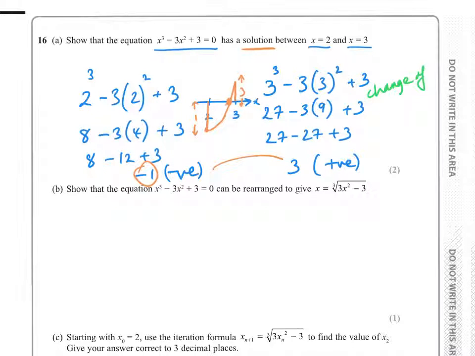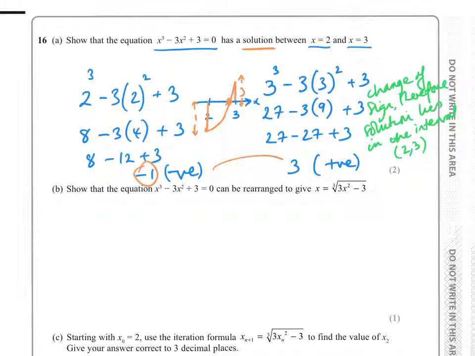Let's write that properly. Therefore, the solution lies in the interval, and you can write the interval like (2, 3). It's kind of like a coordinate, but it stands for the interval where it can't be 2, can't be 3, but somewhere in between. So let's look at the next part.